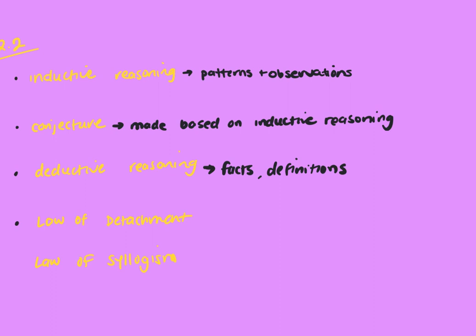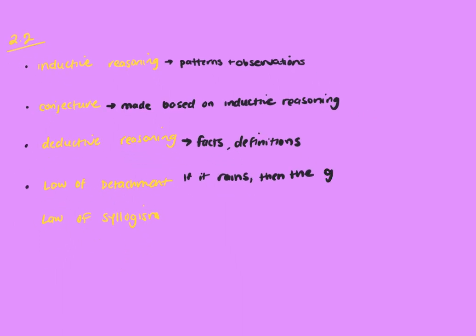The law of detachment is one if-then statement in which the if occurs again, so you assume the then is going to occur. So it only has one if-then statement. If it rains, then the grass floods. Okay, and it rains. Grass floods. Yes.